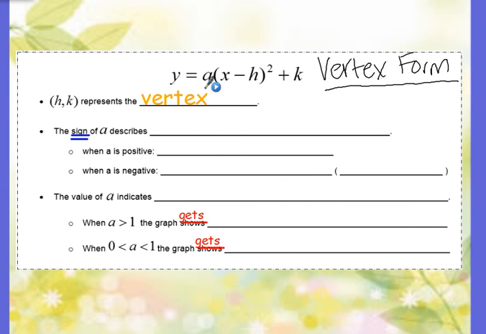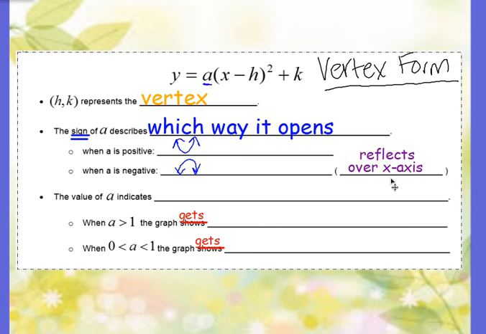Okay, by the sign of A, we mean positive or negative. So remember, the sign tells us which way it opens. When A is positive, we will get a parabola that opens upwards. You can just draw in a little sketch. And when A is negative in the front, the leading coefficient, we know it'll open downwards. Remember that another way to say that it opens downwards is that it gets reflected over the x-axis.